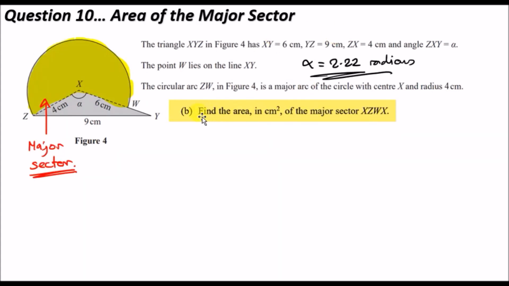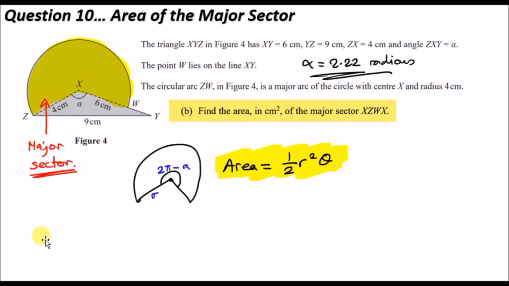Now, it tells us here that we need to find the area in centimeters squared of the major sector XZWX. In other words, the whole area shaded in right now. So this is the major sector. Now the only problem here is that the angle we calculated here is alpha, and when you work with a sector, you need to find the actual angle that's required. So we need to find the angle inside.